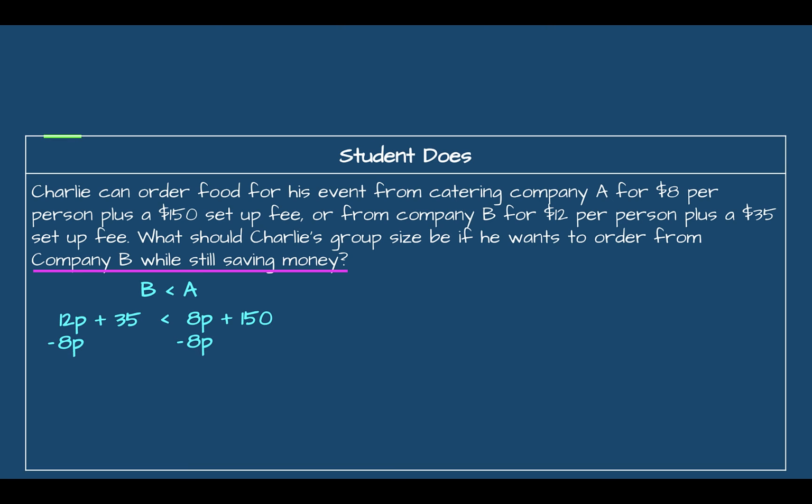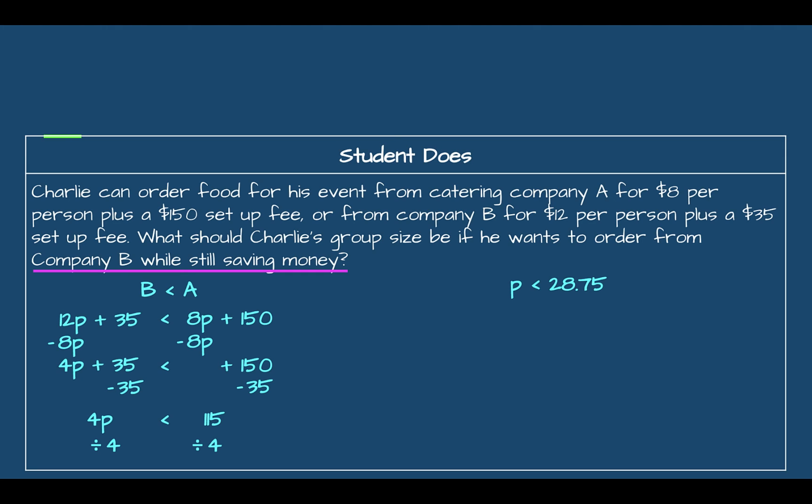If we subtract 8P, that would show that the difference of people is 4P, and if we subtract 35, that would show the difference in setup fees is 115. So that extra $4 per person needs to make up for the excess $115 setup fee. So if we divided by 4, we would find that P is 28.75.